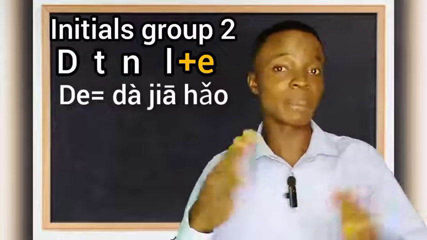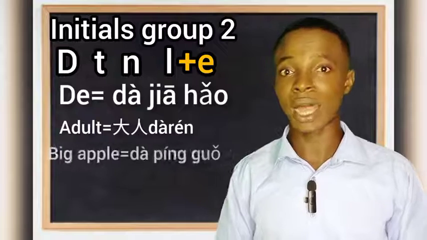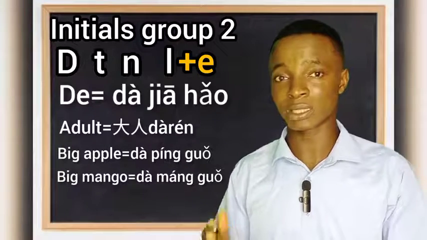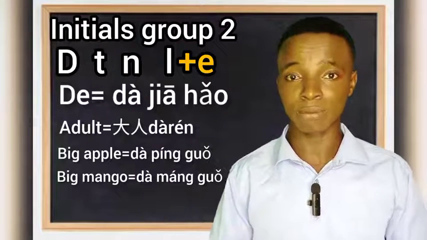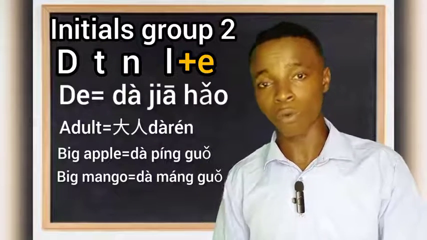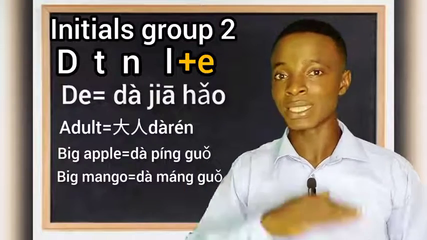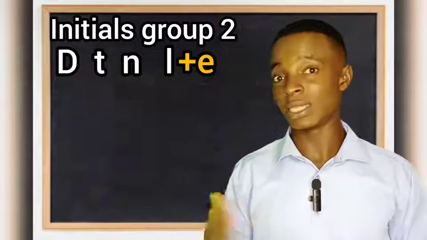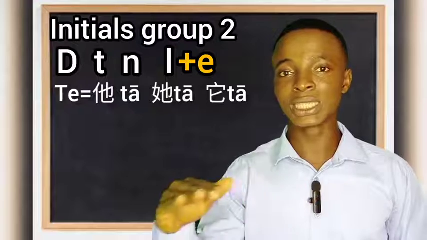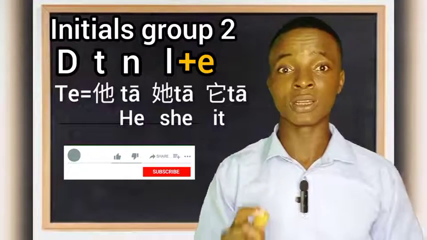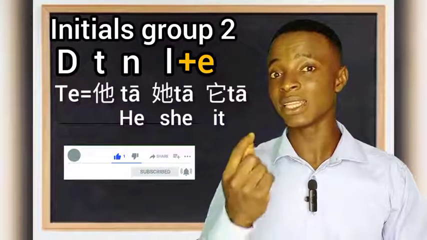So da, big. It can also go with many other words. Example, 大人, adult. 人 means person. 大人, adult. 大苹果, big apple. 大芒果, big mango. So it can go with anything. The second one is te. Always remember, use the tip of your tongue to touch the upper inner front teeth.